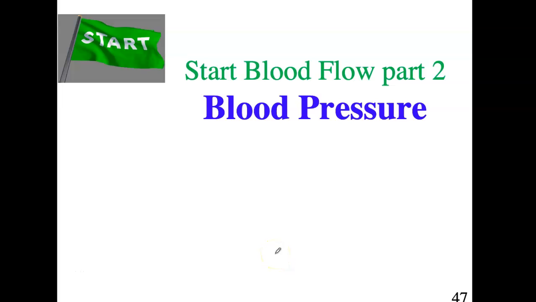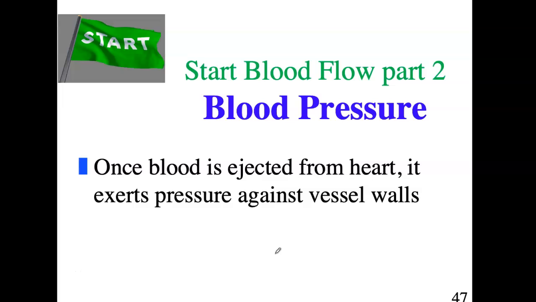Hi, you guys. We're starting the second part of blood flow, second week. So we're calling it blood flow 2. And this section has a lot on blood pressure, and we'll be talking about that. So once blood is ejected from the heart, it exerts pressure. Of course, it's going to exert pressure against those vessel walls, correct?